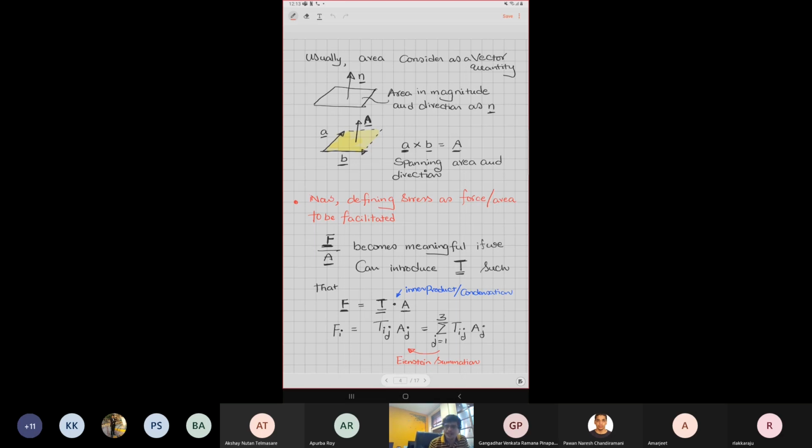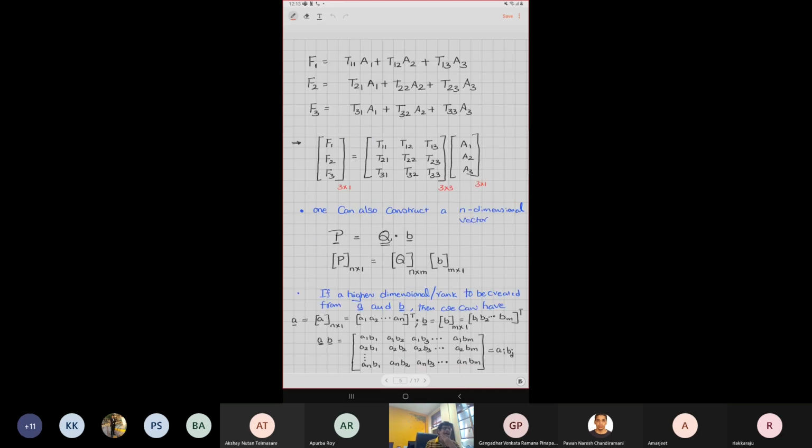And also we try to really look at how the summation rule works. And then we try to construct, even if I take two tensors of rank 1, if I make a product, I can get a higher rank tensor of rank 2. That also we have seen, AiBj.